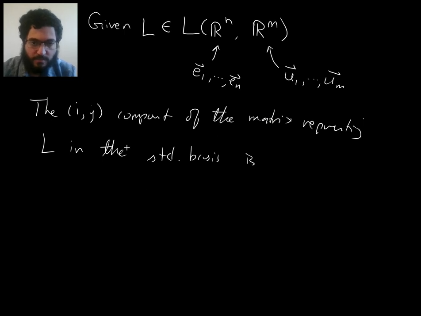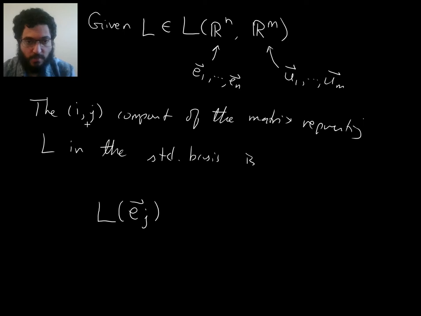it's the following. So the ij entry, the ij component, is supposed to be in the jth column and the ith row, right? And if I want to know what's going to be in the jth column, then I should apply L to the jth basis vector, like this. And then if I want to know in that jth column what's in the ith position, I should look at the ith component of this.